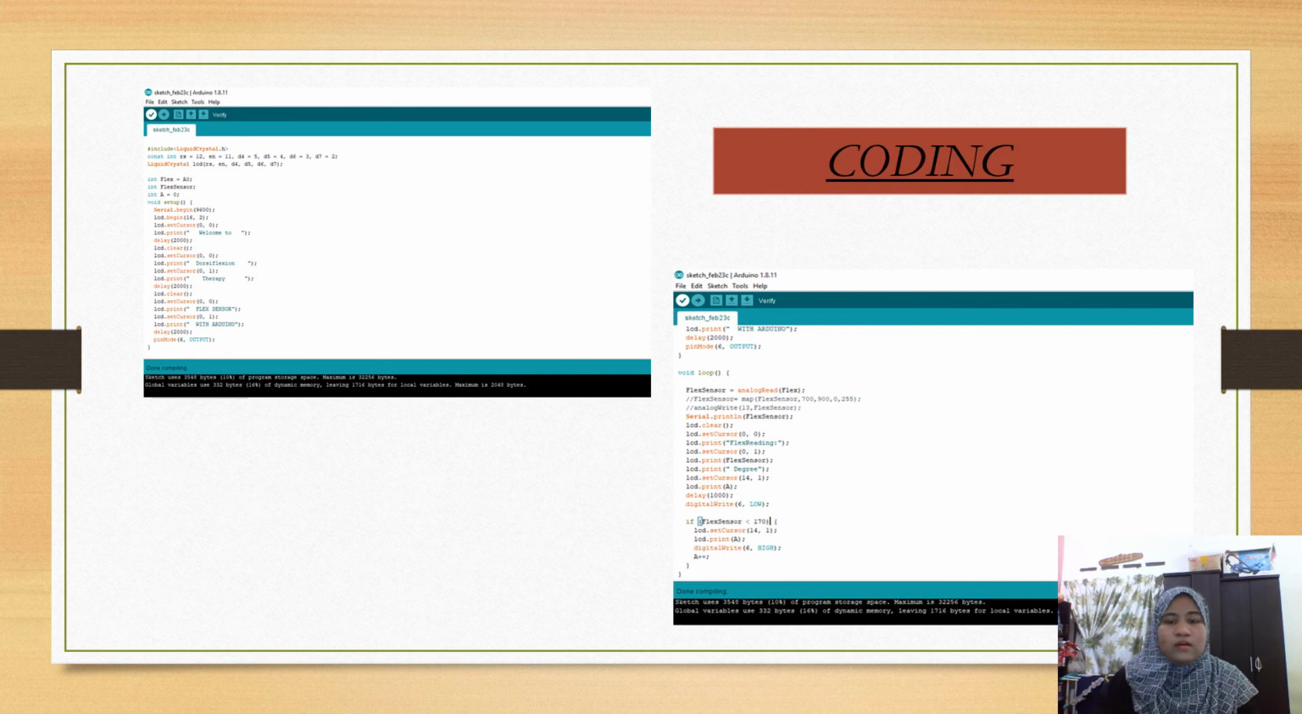Okay, here is my coding. I use Arduino to simulate my coding. So my coding was successful.